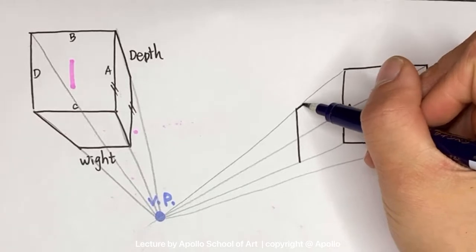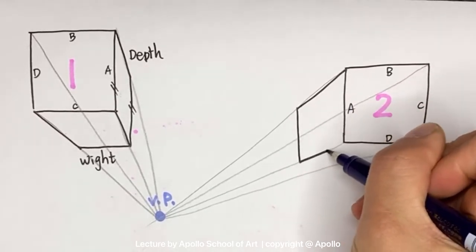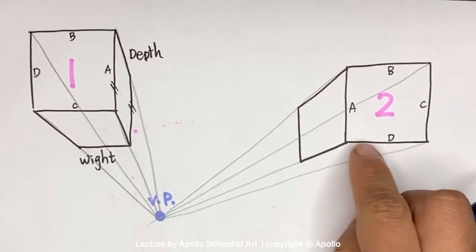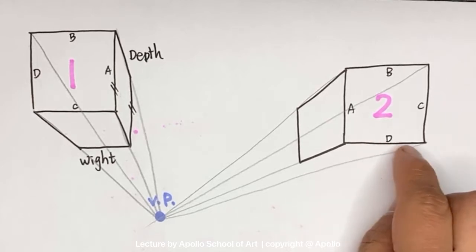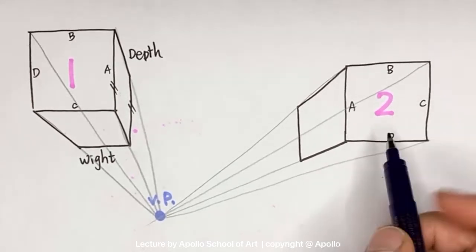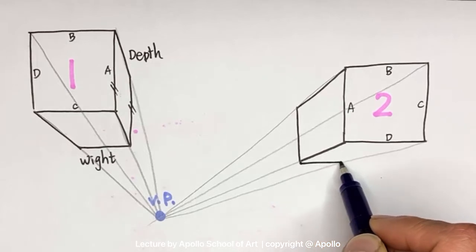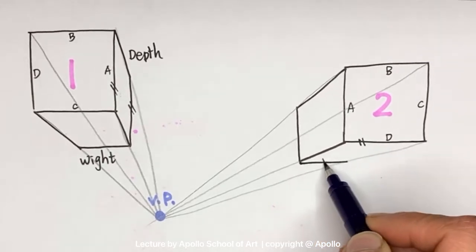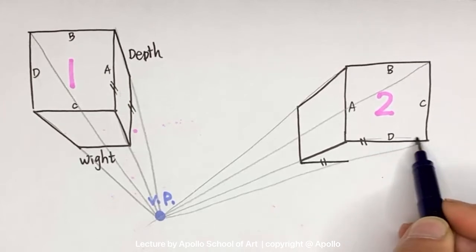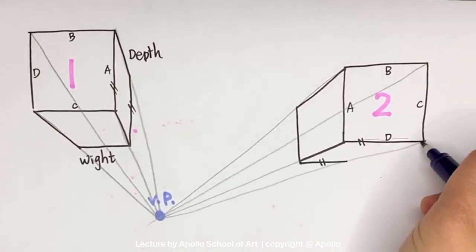Okay, close, close. Then I have to find the D lines. So same thing, I have to add in the line from this corner, parallel to the D edge here. Then close the box.